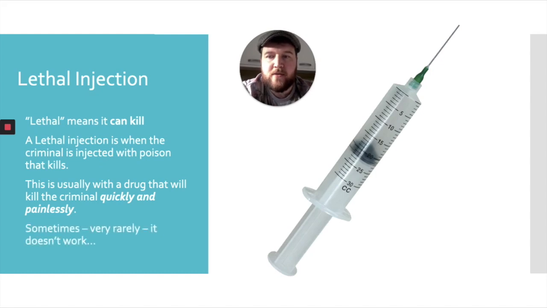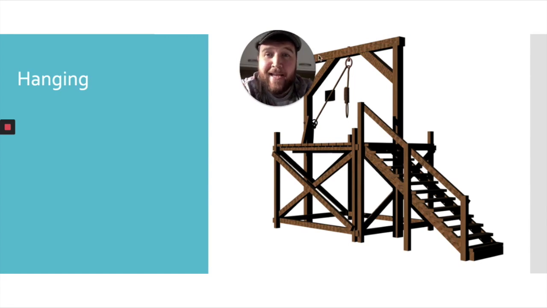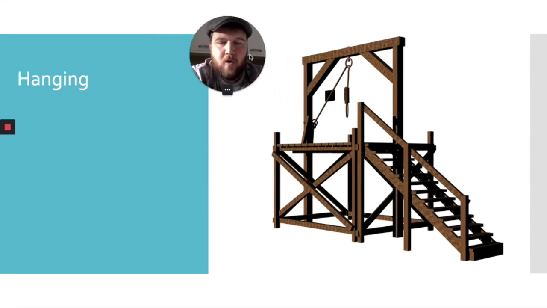And sometimes, very rarely, it doesn't work. So the lethal injection usually does work. It's drugs, it goes into the criminal, it'll probably send them to sleep first and then kill them. And that's it. But it's important to know it doesn't always work. Because we're going to start thinking about, is this a good thing or a bad thing? Anyway, moving on. Hanging.